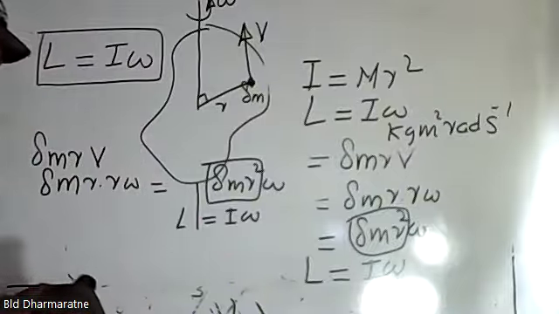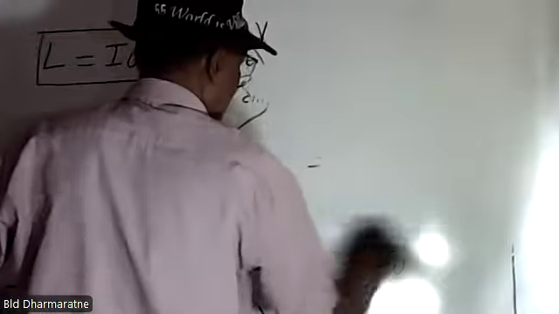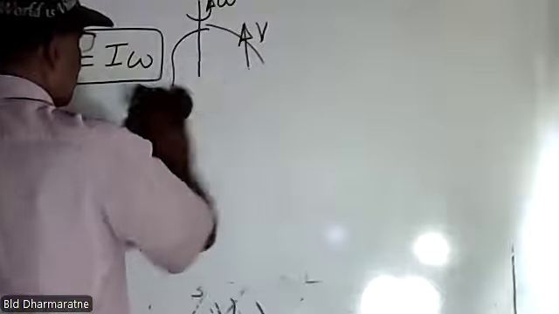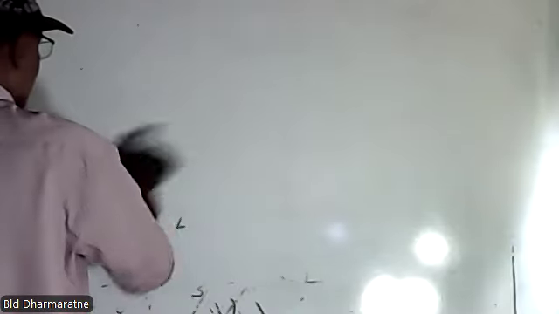Now we go further, describing the moment of inertia of geometrical shape bodies. These are the standard ones. What are the moments of inertia of these bodies? The first one is the circular disc of radius R.